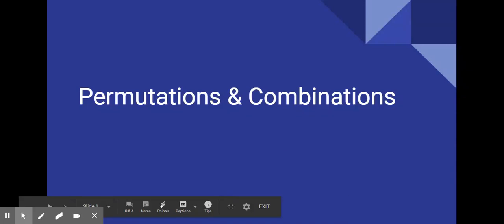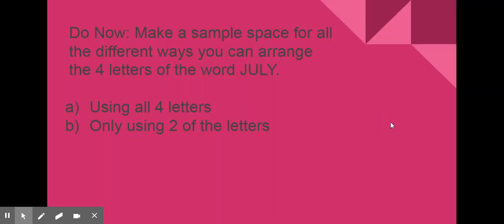Guys, so in this video, we're going to go through permutations and combinations. So these are types of probabilities based on ordering of things, or a group of things, I should say. So we're going to go through this do now in class. It's kind of just a way of working into permutations, ordering the letters of July.